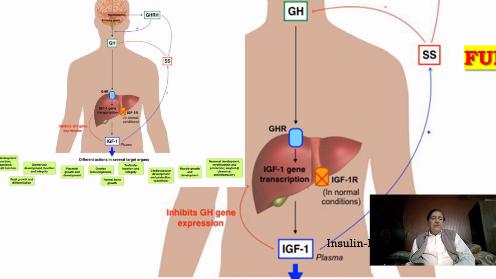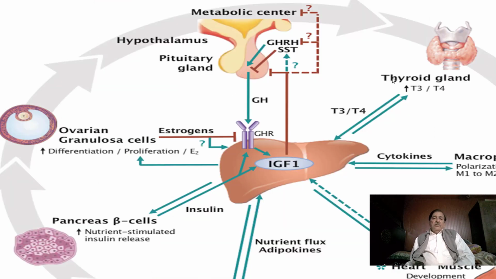It causes fetal growth and male and female differentiation, and causes growth of placenta. Ovaries: it causes folliculogenesis, and in both it causes normal bone growth, increases the testicular function and integrity, cardiovascular muscle development, and also causes protection of the heart muscle, and it is also a vasodilator. It causes skeletal muscle growth and development, neural development, myelinization and protection, amyloid B clearance, and anti-inflammatory effects. So when this IGF is produced, it causes multiple actions in the body on multiple organs.